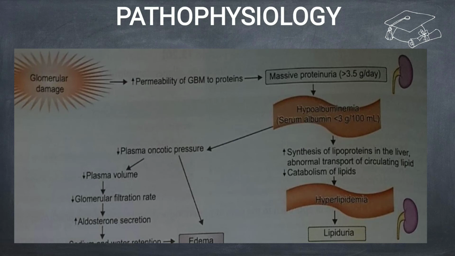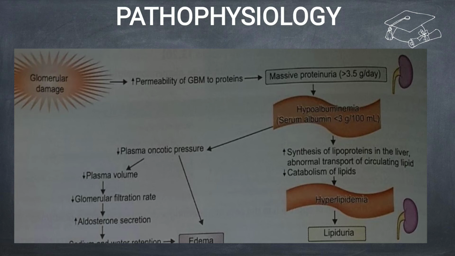Coming to the pathophysiology, whenever there's a glomerular damage, there's increased permeability to proteins. This leads to massive proteinuria, more than 3.5 grams per day. Where there's massive proteinuria, serum albumin goes down, so we get hypoalbuminemia. Now when serum albumin goes below 3 gram per 100 ml, we get two things. One is decreased plasma oncotic pressure, and the other is increased synthesis. When the plasma oncotic pressure decreases, we can directly get edema, or it causes decreased plasma volume, which causes decreased GFR, which triggers RAS. So there's increased aldosterone secretion and sodium water retention, leading to edema.